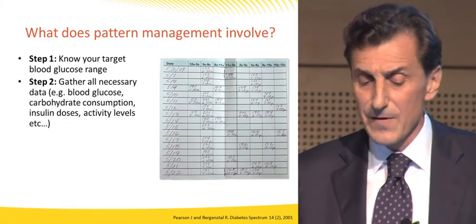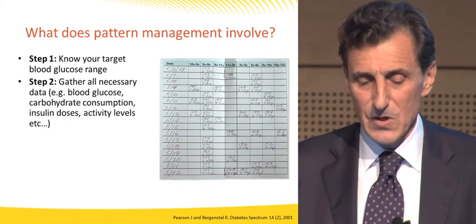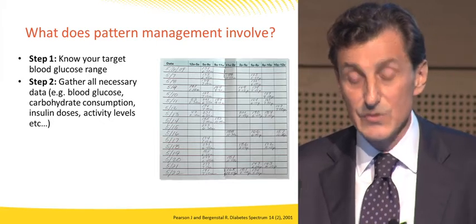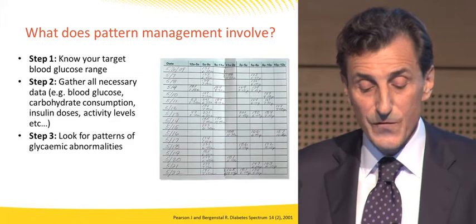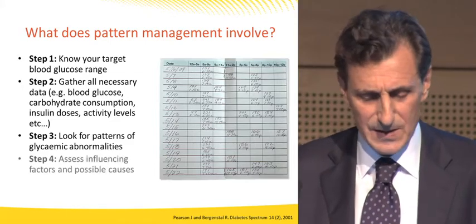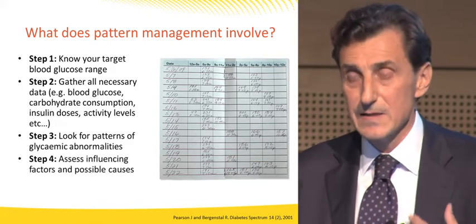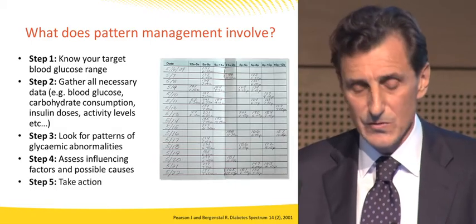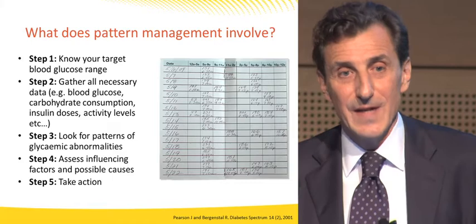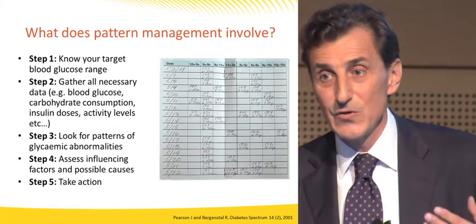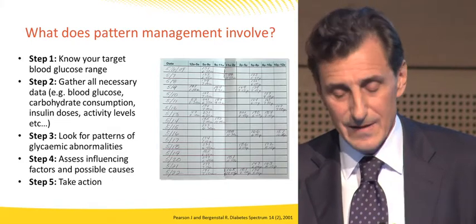Second, gather all necessary data: blood glucose, carbohydrate consumption, insulin doses, activity levels, and so on. Third step, look for patterns and glycemic abnormalities. Four, assess influencing factors and possible causes. And finally, take an action. If you don't take an action, all the previous work is useless.